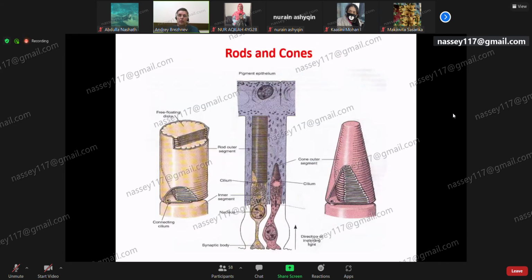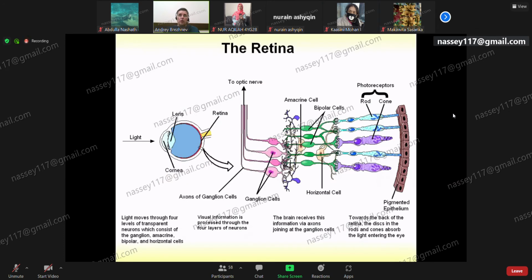So here you see the anatomy of two types of photoreceptors, rods and cones. The rods and cones serve as sensory nerve endings for visual sensation. Light falling upon the retina causes two essential reactions: photochemical and electrical. Photochemical changes in the rod pigment, which we name rhodopsin or visual purple, are fully elucidated, while those in cone pigments are not yet fully understood.